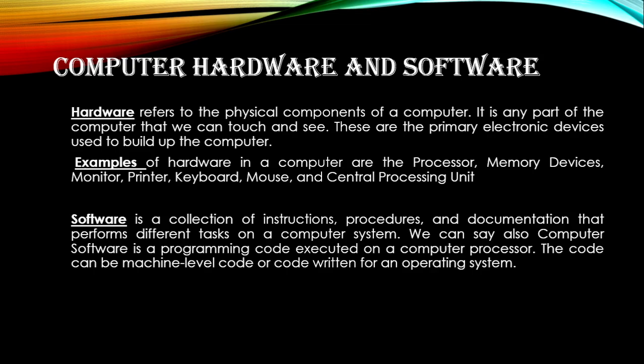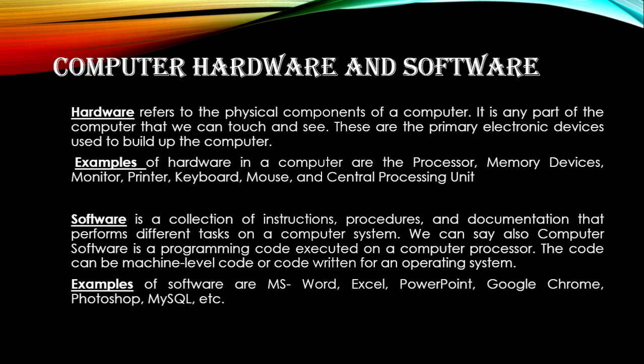Software, on the other hand, is a collection of instructions, procedures, and documentation that perform different tasks on a computer system. We can also say computer software is a programming code executed on a computer processor. The code can be machine level code or code written on an operating system. Examples of software are MS Word, Excel, PowerPoint, Google Chrome, Photoshop, MySQL, etc.